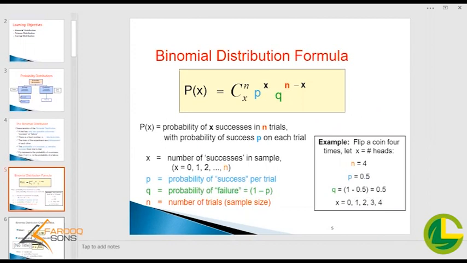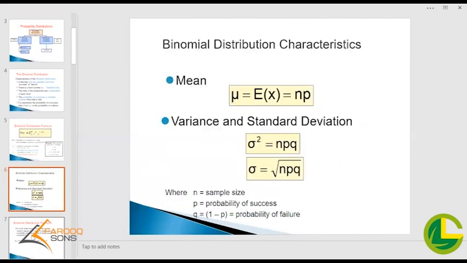Or in SPSS, you don't need to learn the formula. Just remember the concept of combination and probability. When you're going to solve it manually, I will explain another way. But when I teach SPSS, we will solve this question on SPSS. So you don't need to learn the formula. I taught you the mean, variance, and PQ.